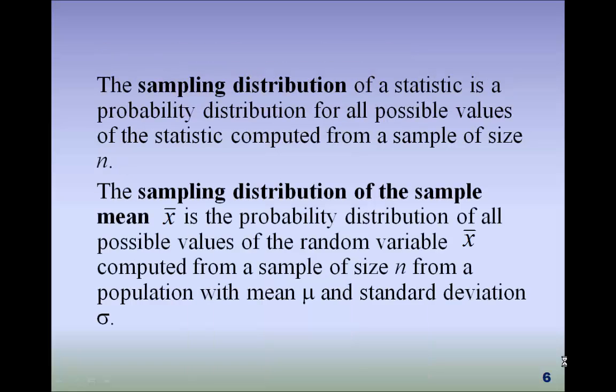The sampling distribution of a statistic is a probability distribution for all possible values of the statistic computed from a sample of size n. The sampling distribution of the sample mean, X bar, is the probability distribution of all possible values of the random variable X bar computed from a sample of size n from a population with a mean mu and a standard deviation sigma.